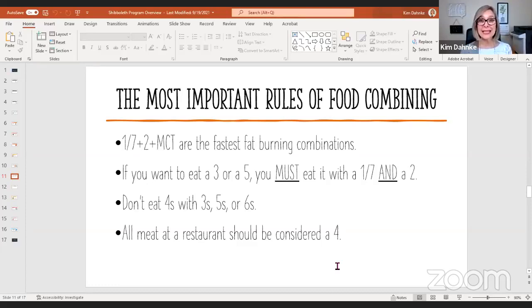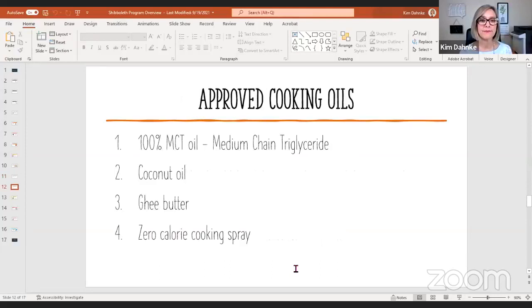Let me explain that real quick. Let's say that you would make yourself a piece of chicken breast at home. You would cook it in the appropriate oil or whatever cooking way you want to cook it. You would do it a Shibboleth approved way. But at a restaurant, they're using olive oil, canola oil, vegetable oil, and all kinds of other stuff that is not really approved, but we're still able to eat it. It's just that they've taken a lean protein and they've cooked fat into it, making it a protein plus fat now. And we would need to eat that with a Category 2 fibrous carb. So all meat at a restaurant should be considered a Category 4, and that will keep you nice and safe.